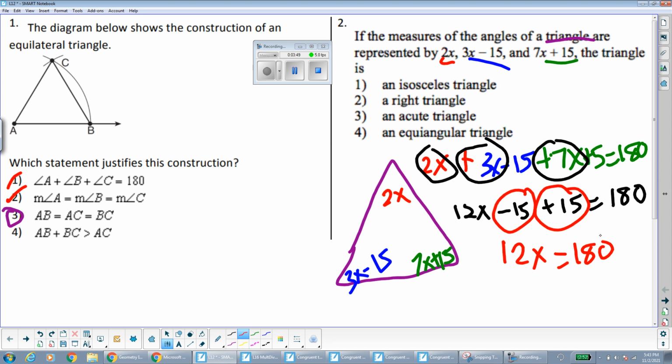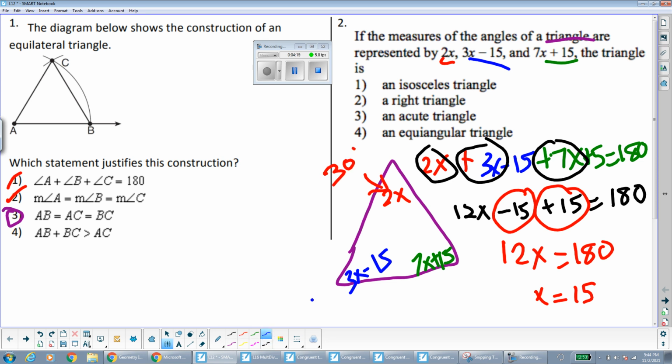Now all we need to do is solve for x. We take our calculator and put in 180 divided by 12, dividing 12 on both sides, and we get x is equal to 15. The question didn't ask us for x, though. It asked us to determine what kind of triangle this is. So we take our x value and plug it in to find out what the angle measurements actually are. Plugging into the red angle first, 2 times 15 is 30 degrees.